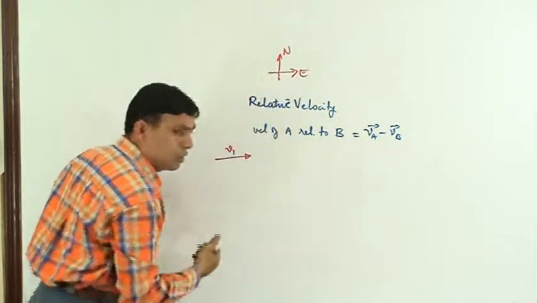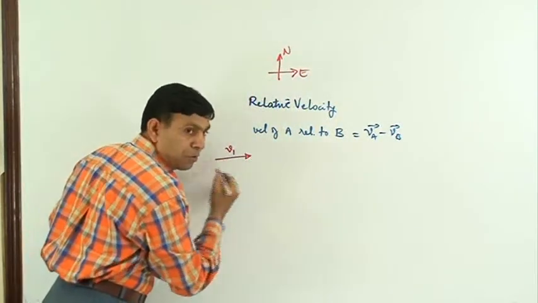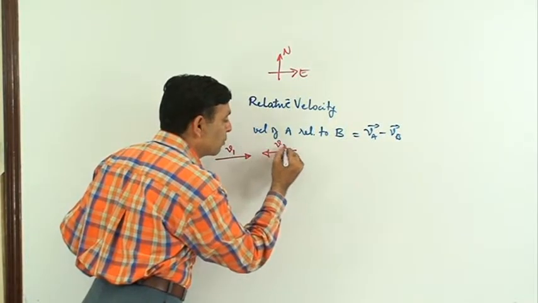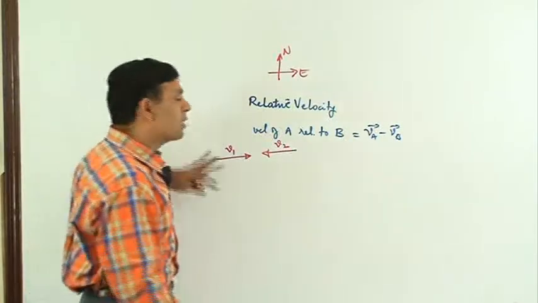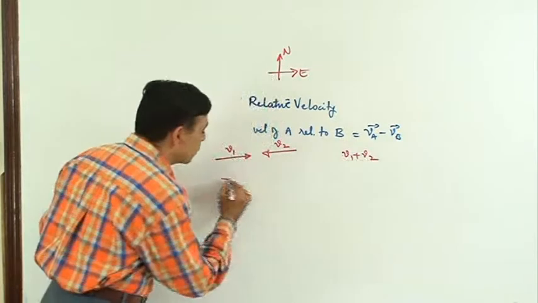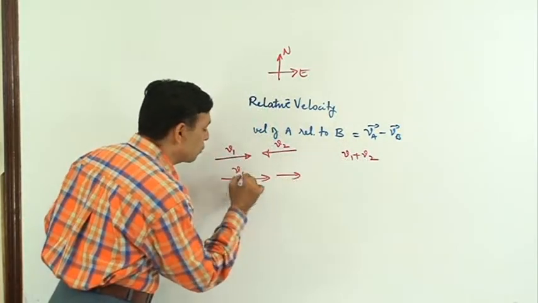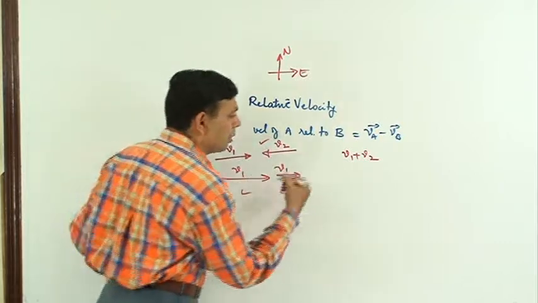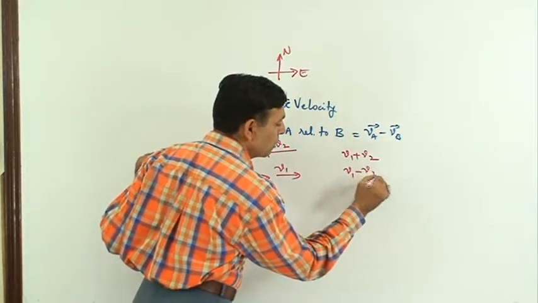This is north. So if a body is moving with velocity V1 towards east, and another body is moving with velocity V2 towards west, in the opposite direction, they'll tell you the relative velocity will be V1 plus V2. And if they are moving in the same direction, then the relative velocity, the velocity of the first body relative to the second body, they'll tell you is V1 minus V2.